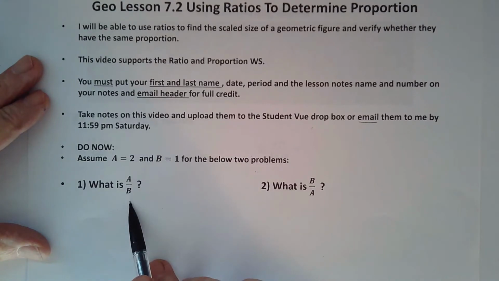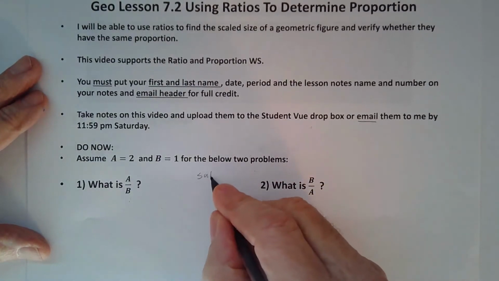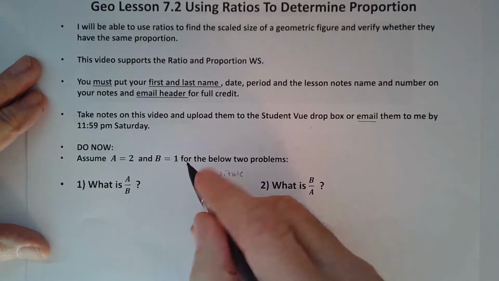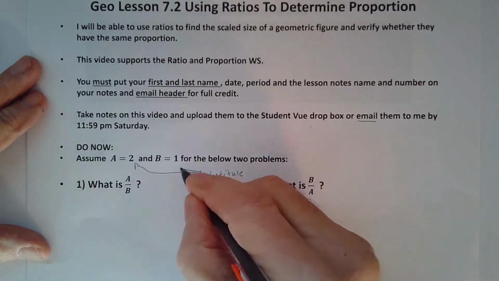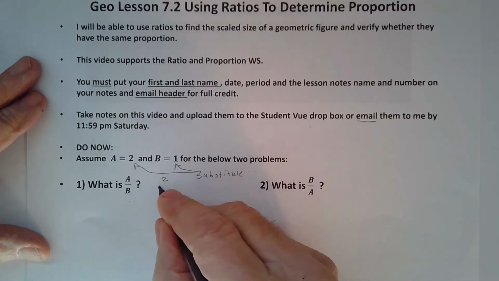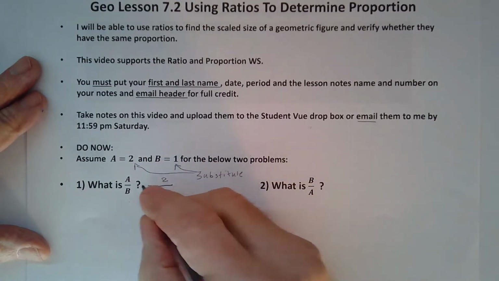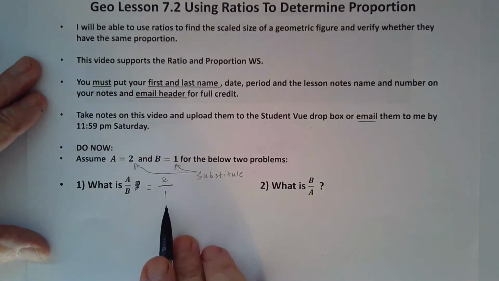So what I've written here is what is A divided by B? Okay, so A divided by B, we just substitute. In this case, you're going to substitute 2 for A and 1 for B. So you're going to have A is 2 and B is 1. So 2 over 1. So that equals 2 over 1. I'll take away the question mark. You now have a little problem with a solution. Okay?